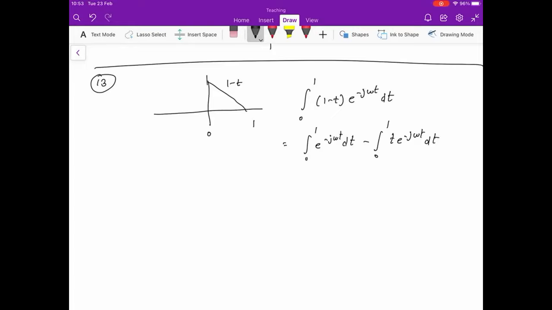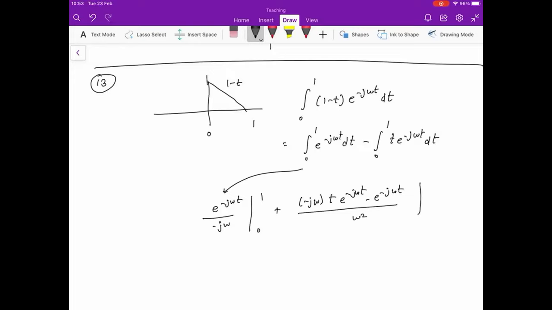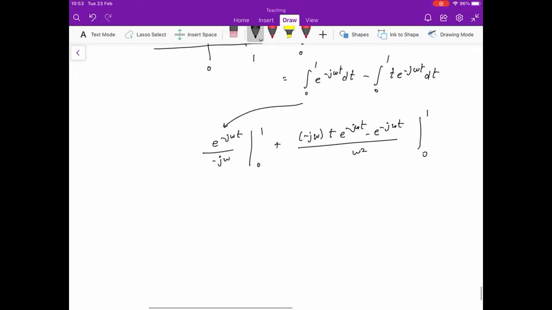The first one is just going to be e to the minus j omega t over minus j omega, evaluated at 1 and 0. And then the second one is going to be minus j omega t e to the minus j omega t minus e to the minus j omega t over omega squared, evaluated at 1 and 0 again. Then we can simplify this as e to the minus j omega minus 1 over minus j omega plus minus j omega e to the minus j omega.